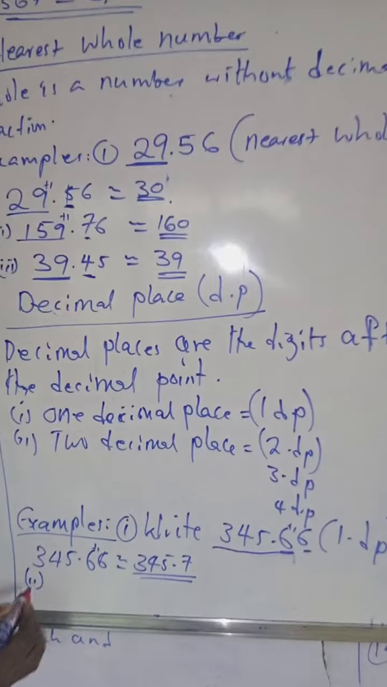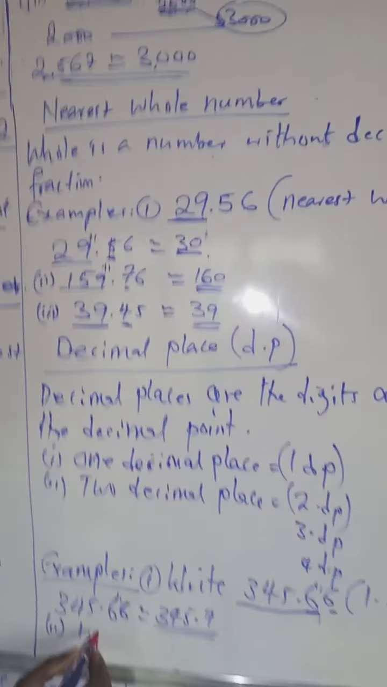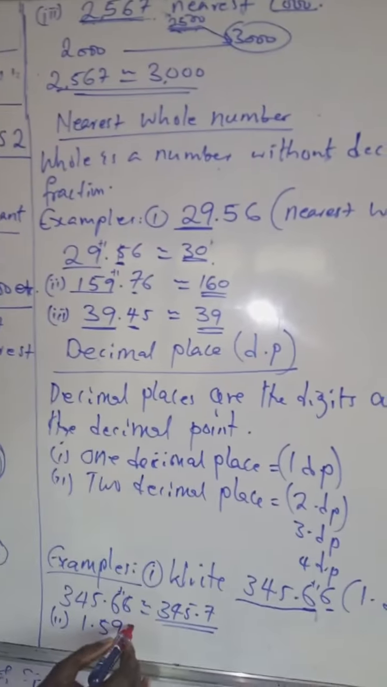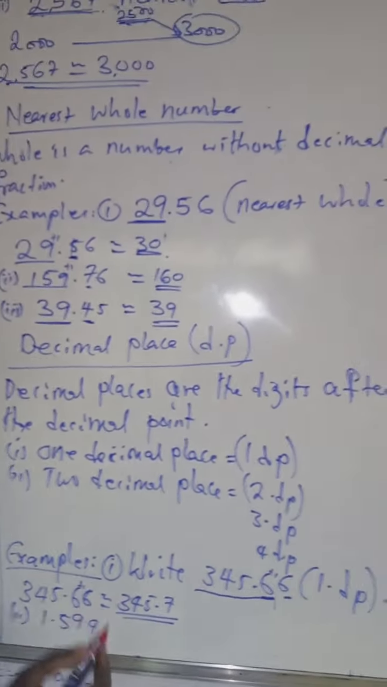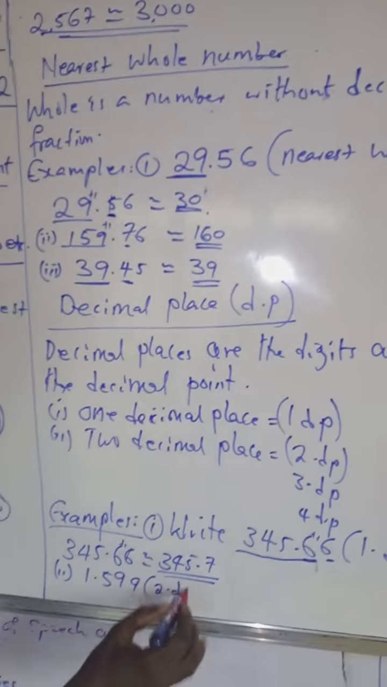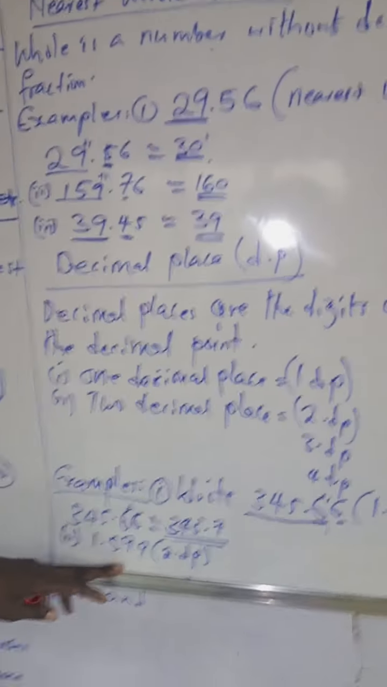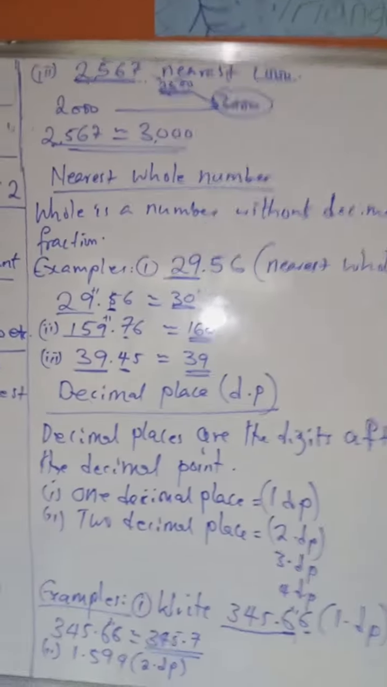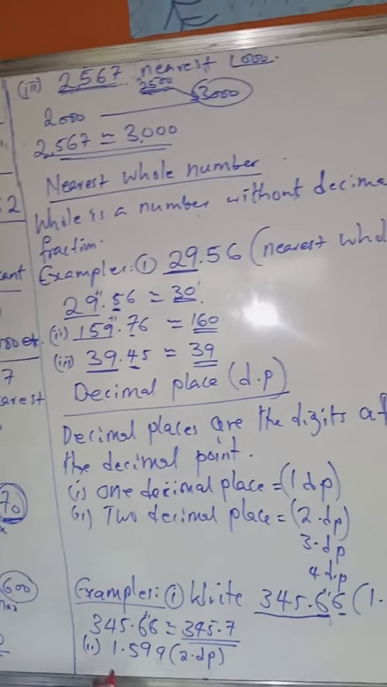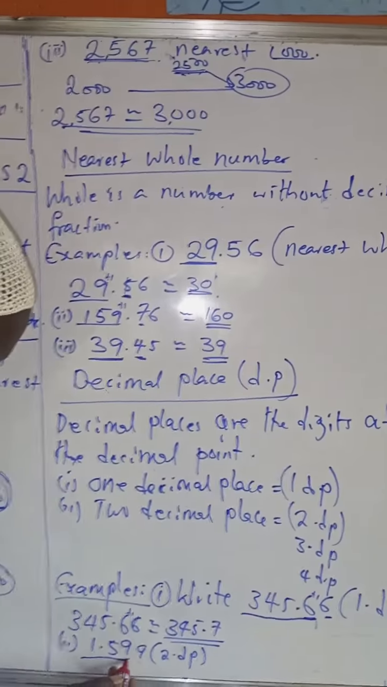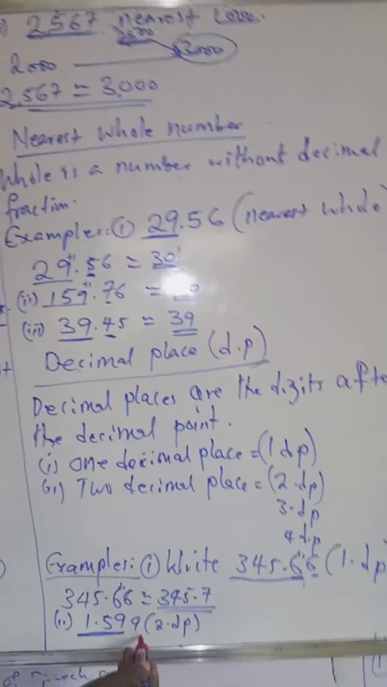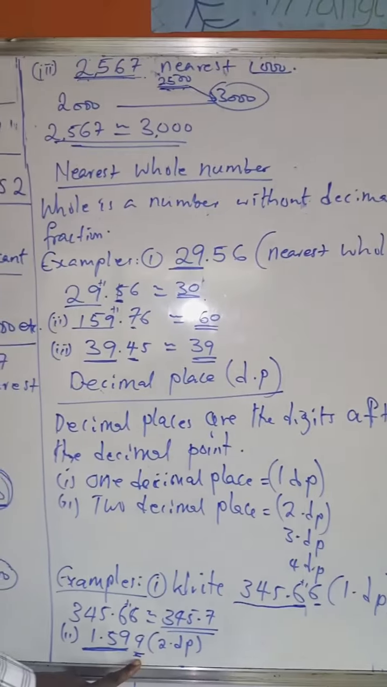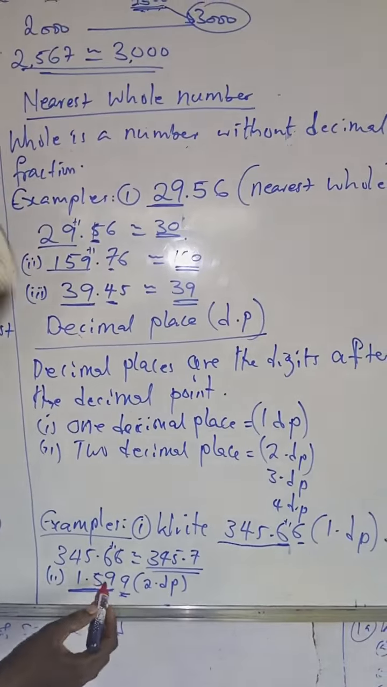Let me give another example. 1.599. They said to 2 dp. Now, converting this to 2 dp normally poses some difficulties to students. So 2 dp now is from the beginning to 2 numbers after the decimal. Now I'll look at the next one. Is this one up to 5? I'll now change it to 1 and add it to this.